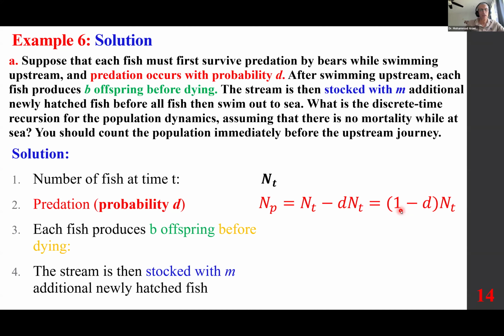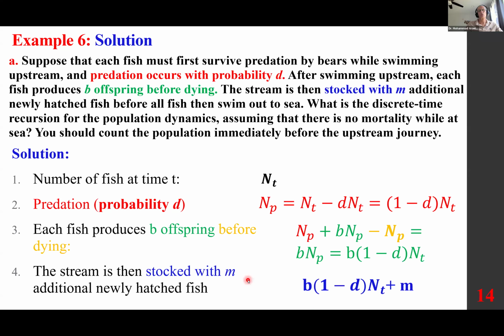That's what happens. Then each one produces B offspring before dying. So simply put, just multiply this one by B. So N sub P plus B times N sub P and minus N sub P. They cancel each other because they all die. So simply put, this one times B, and then we add M additional newly hatched fish. So let's add M. So that's the number we get for part A.